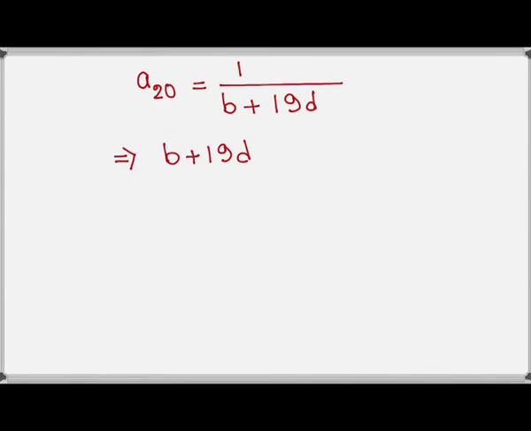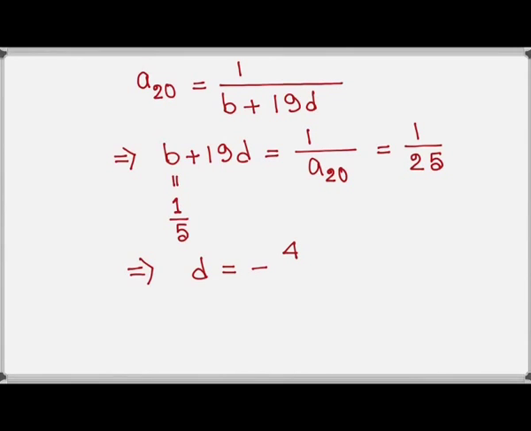Also note that A20 is equal to 1 by (b plus 19d). Therefore, b plus 19d is equal to 1 by A20, which is equal to 1 by 25, and we know b is equal to 1 by 5. Therefore, d is equal to minus 4 by (25 into 19).